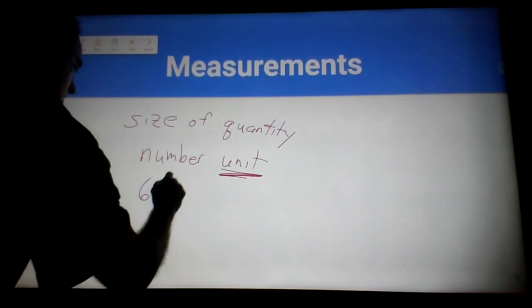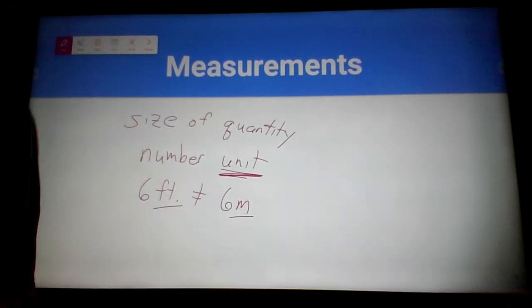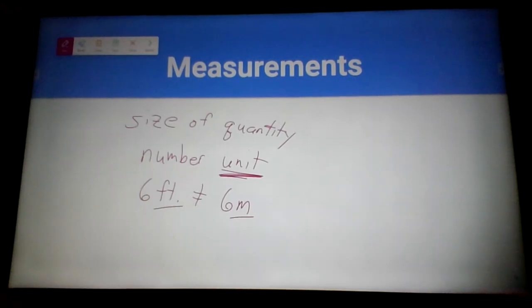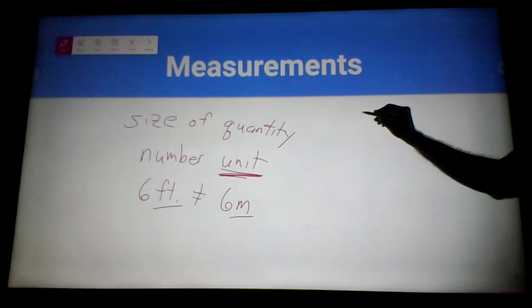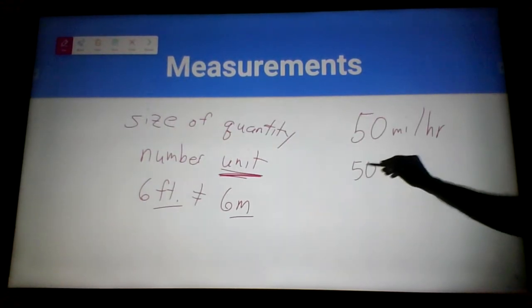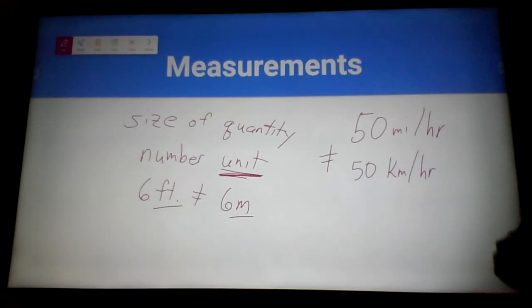See, 6 feet is far different than 6 meters. So if you give me an incorrect unit, you've actually given me a wrong answer. 6 meters is more than 18 feet tall. We have to make sure that we label, put the correct units on our answers. One more. 50 miles per hour is a much different speed than 50 kilometers per hour. These are not equal. A mile is more than 1.5 times longer than a kilometer. So we have to make sure we use the correct units in our answers.